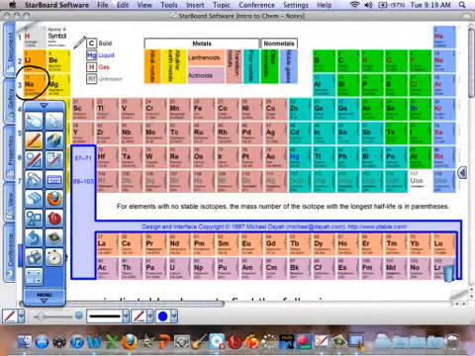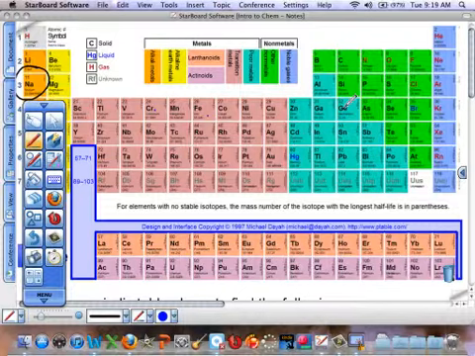How many elements are in the next shell? Well, there's 1, 2, 3, 4, 5, 6, 7, 8. How many in the third shell? 8. When you get down to the fourth shell, now you just count across: 1, 2, 3, 4, 5, 6, 7, 8, 9, 10, 11, 12, 13, 14, 15, 16, 17, 18. And so basically that tells you how many electrons you should have in each shell.